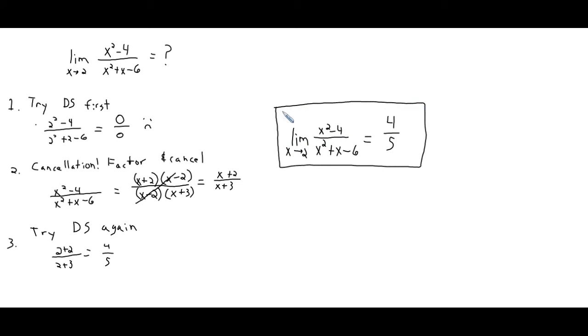And so that's the cancellation method. We first tried direct substitution. It didn't work. We factored the numerator and the denominator, and we found a common factor, canceled that out, and we got a simplified version of the function, and then we plugged in 2 for x again, and we got an actual answer. So that's cancellation.